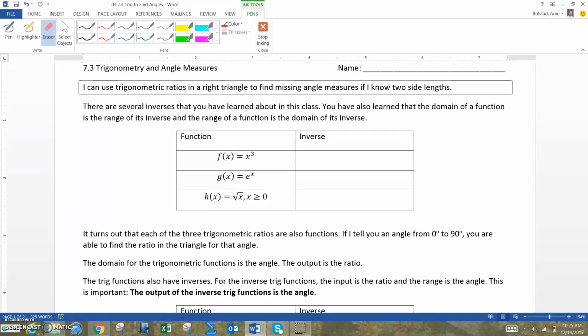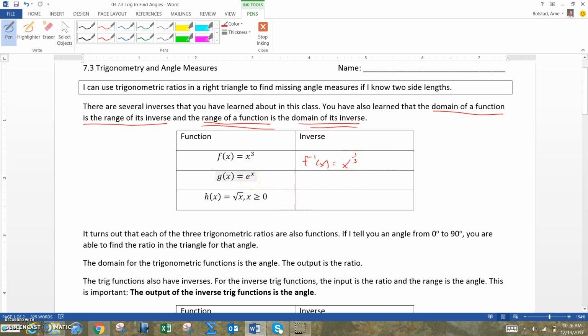We've done that in class a bunch. One of the key items is that you've learned that the domain of a function is the range of its inverse, and the range of that function is the domain of the inverse. So the x and y coordinates interchange. Functions we've looked at and found the inverses of would be f of x equals x to the third. The inverse of that is going to be x to the 1/3.